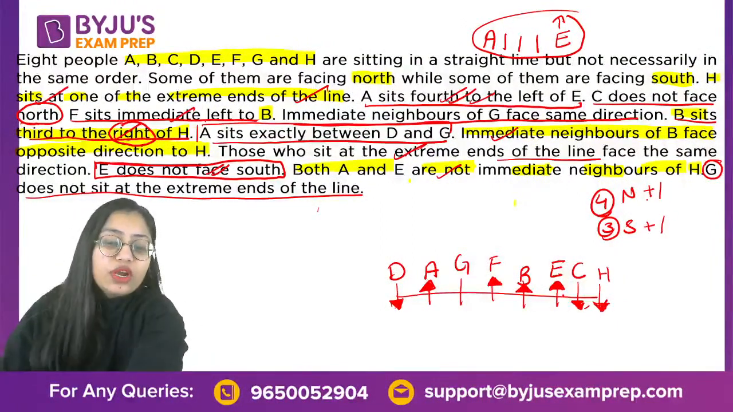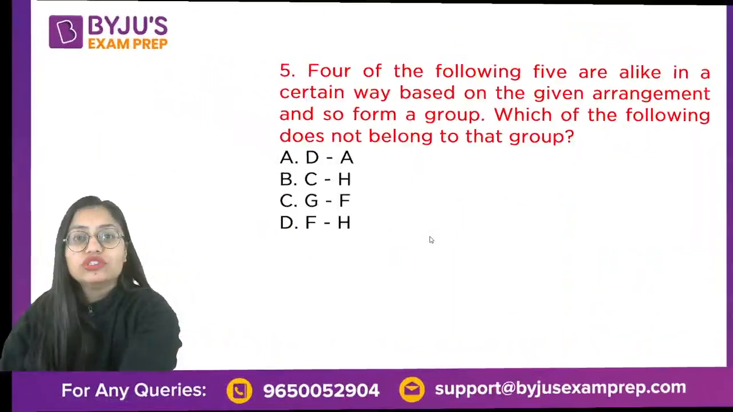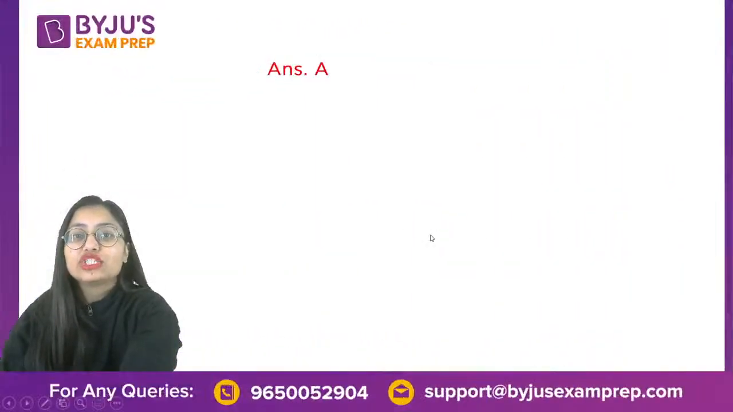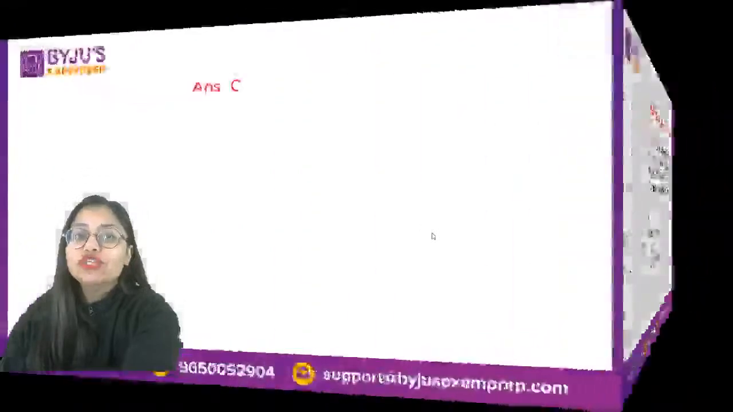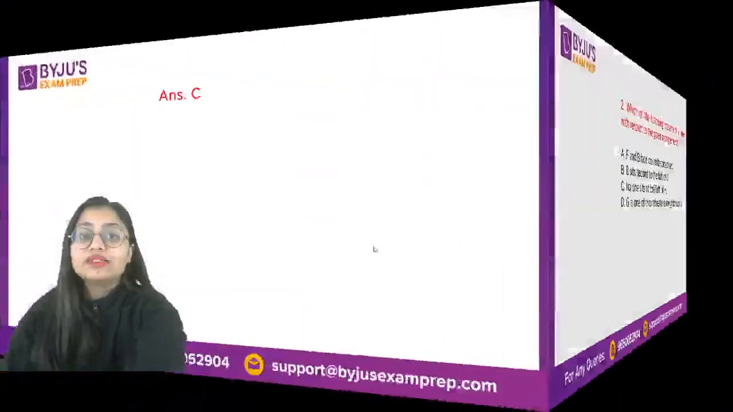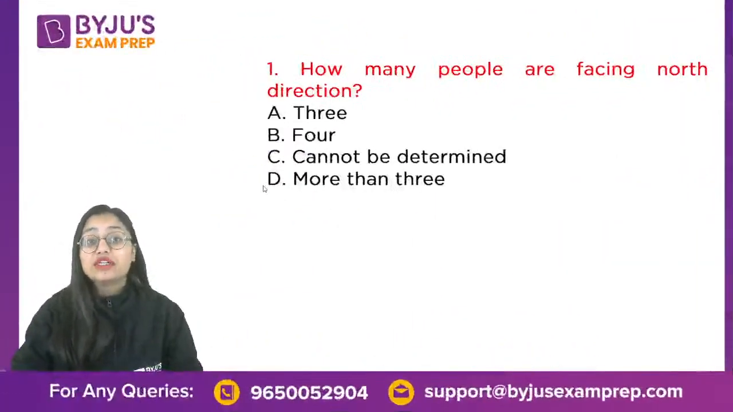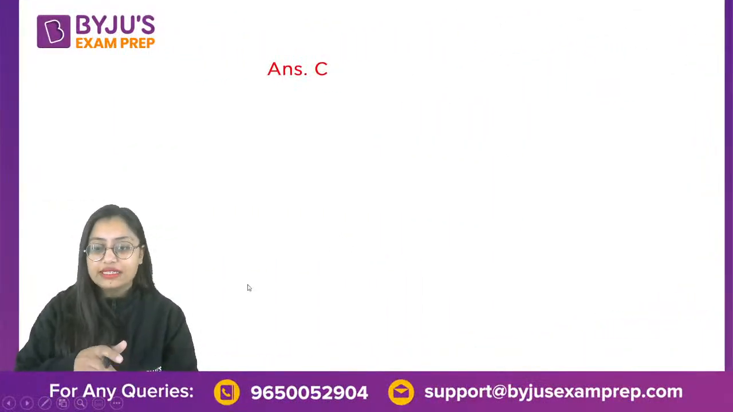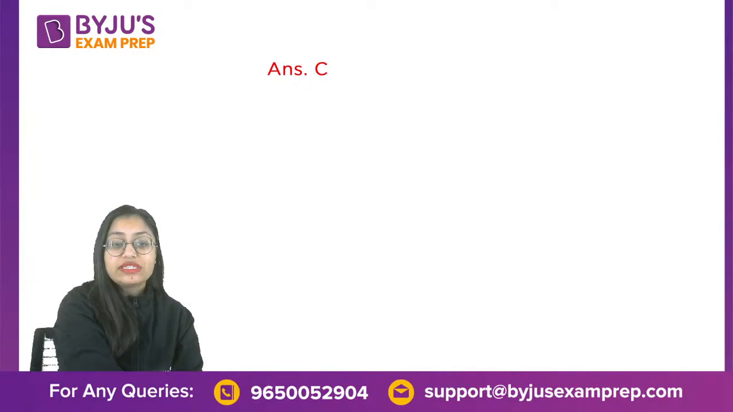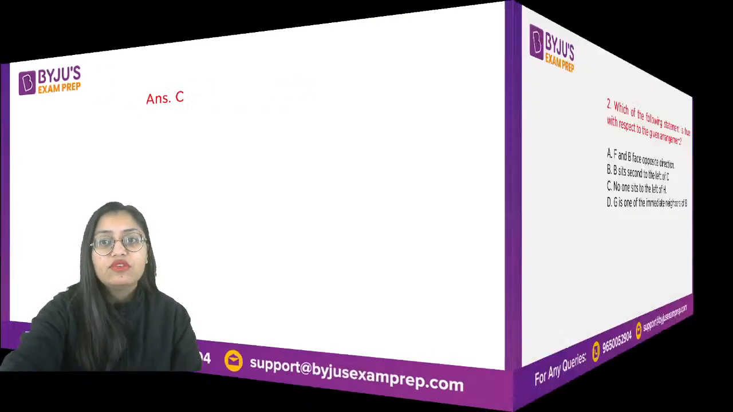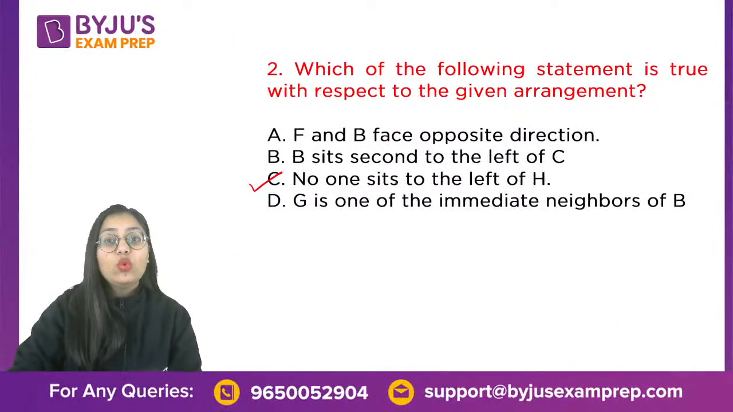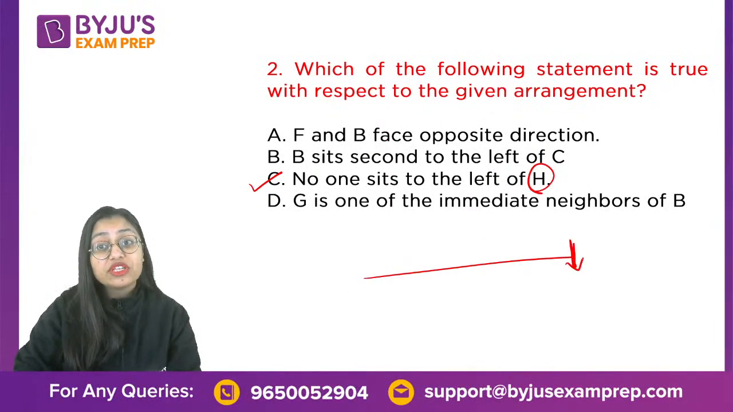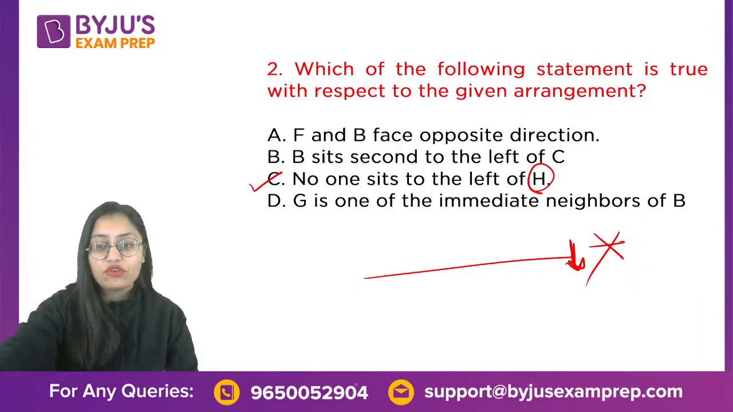Hence, when we were asked this question regarding the direction of people who were facing north, my answer was cannot be determined. Why was that? Because I had no idea where G was facing and hence cannot be determined. When you take a look at this question, no one sits to the left of H. H is sitting at this end but facing towards south, and hence there is no one sitting towards the left of H.